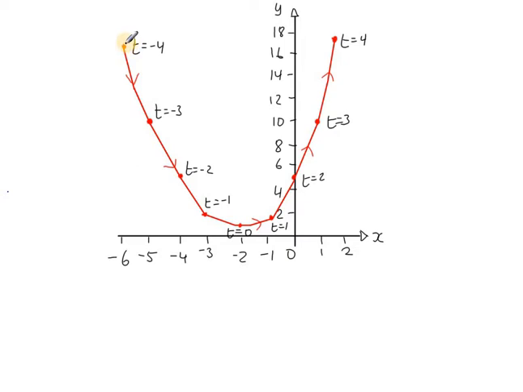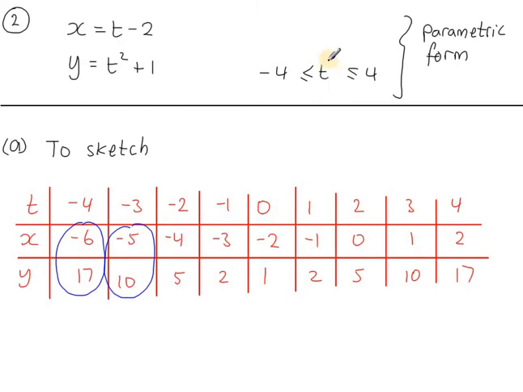And we can see as t increases, we can imagine a particle moving along this path on the graph until it reaches here when t equals 4. We don't go any further in this direction or this direction because we were given the interval for t. t is between -4 and +4. No value of t outside this interval.